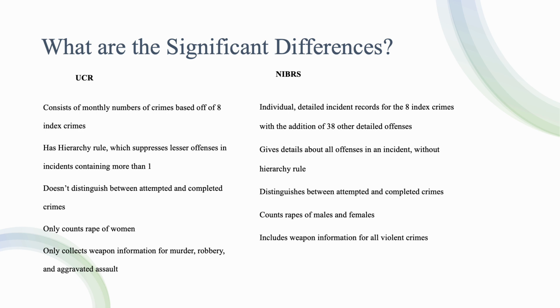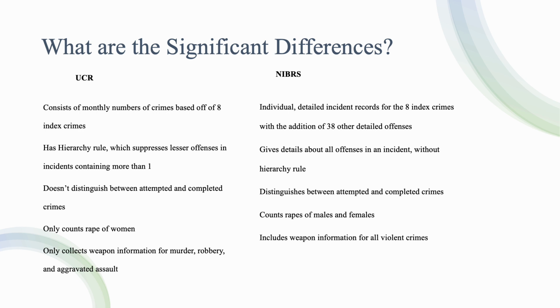The UCR also has a hierarchy rule, which suppresses lesser offenses in incidents containing more than one, and the NIBRS system does not have this hierarchy rule, and it includes all offenses given, so it does not suppress any. The UCR system does not distinguish between attempted and completed crimes, where the NIBRS system does give a lot more detail between these two things.